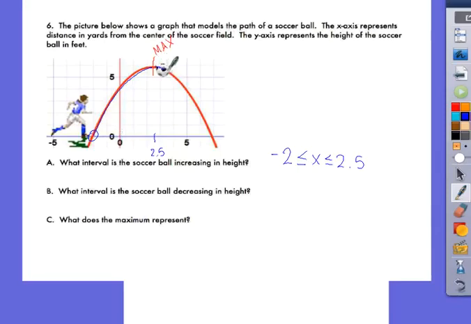Well, now it's decreasing from 2.5 to what? 7. What does the maximum represent? What does this represent in terms of the problem itself? The height of the ball. Very good. The height of the ball.